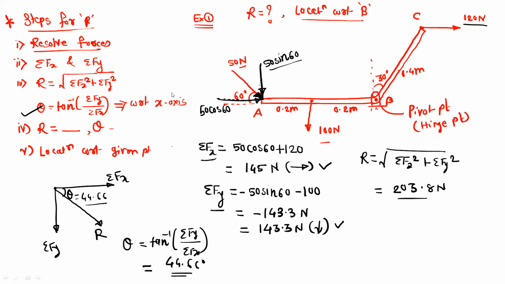So now the next step is we have to find the location with respect to B. Right now we have got the resultant, 203.8 Newton. Its angle is 44.66 degrees with respect to the x-axis. And we know the quadrant, it is the fourth quadrant. So now we have to locate this resultant on this diagram with respect to point B.